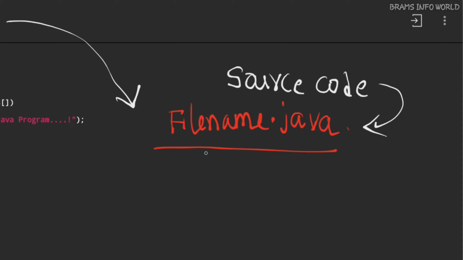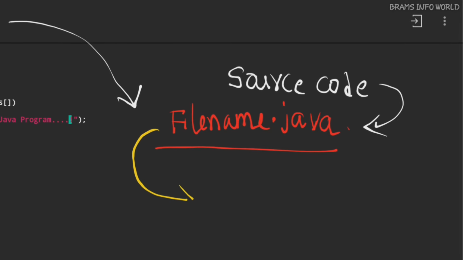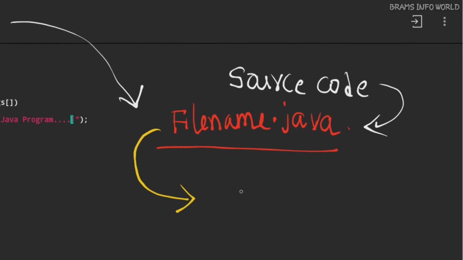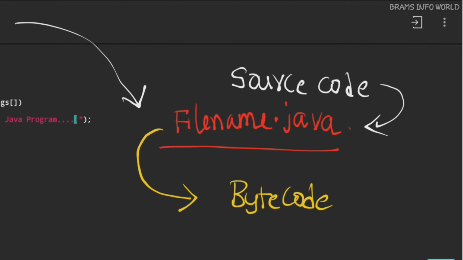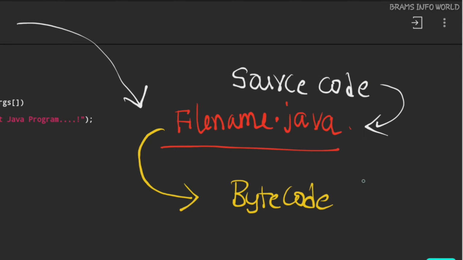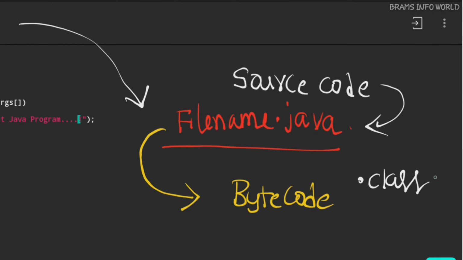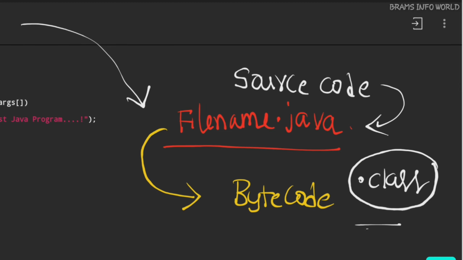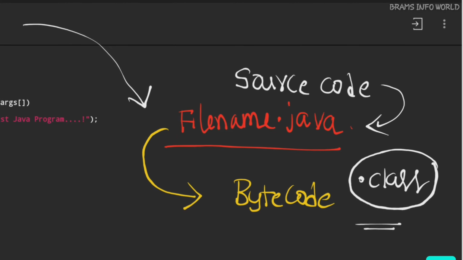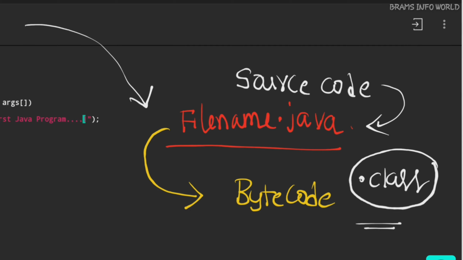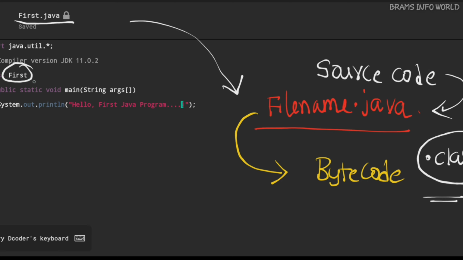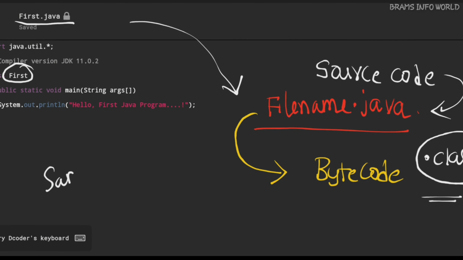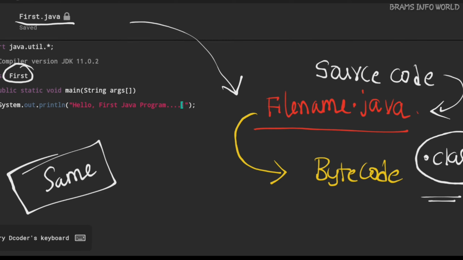This source code is going to be converted into bytecode. This bytecode means what? That is nothing but the dot class file. We need the dot class file. See what I'm saying to you: first is a class name. Class name as well as file name must be the same.